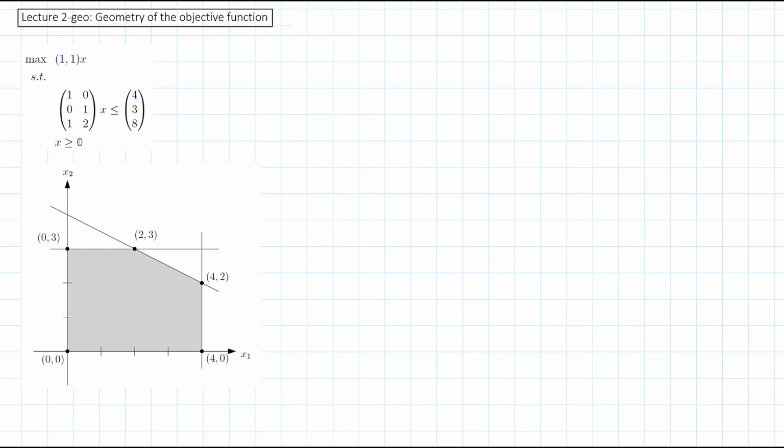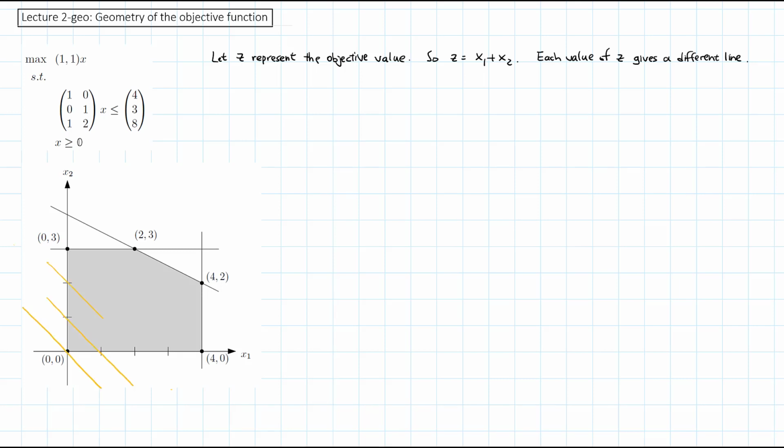We now consider the objective function, and let z represent the objective value. So z is equal to x1 plus x2. Now thinking of z as a constant term, this represents a line. Each value of z gives a different line, all of which are parallel to each other. And here are the lines for z equal to 0, 1, 2, and 3.